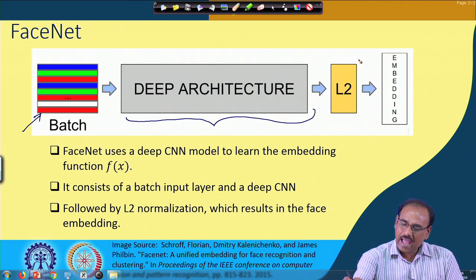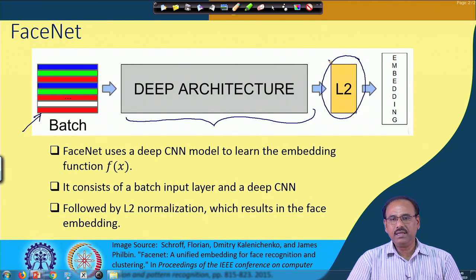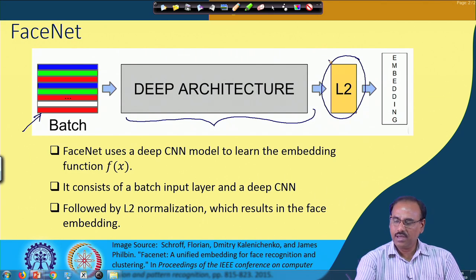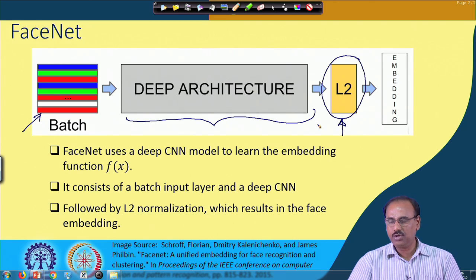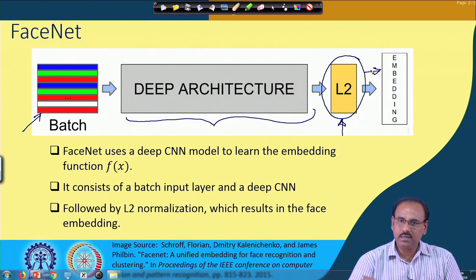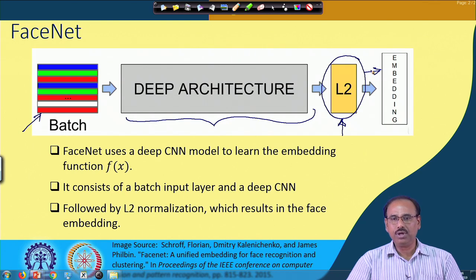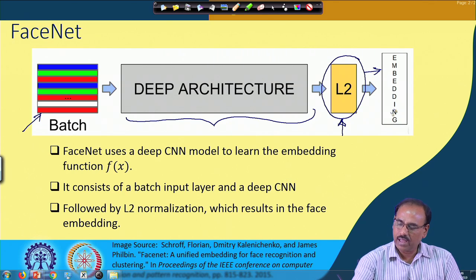And then I have an L2 normalization layer, because we had put a constraint that this embedding function f(x) should be such that the mod of f(x) is equal to 1, and that is what is achieved through this L2 normalization layer. After this, what we get is the embedding of your input image x. So this is where I get f(x).